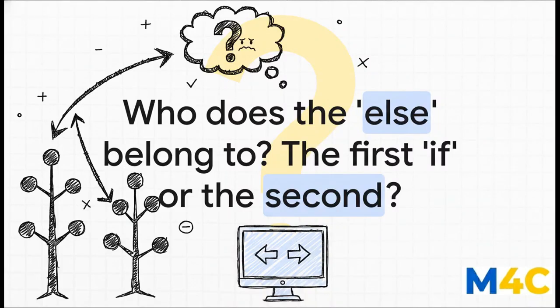So who does that else belong to? Does it go with the first if or the second one? The thing is, depending on how you decide to build that derivation tree we talked about, you get 2 totally different results. This is what we call ambiguity. And for a computer that absolutely needs certainty, this is a massive problem.